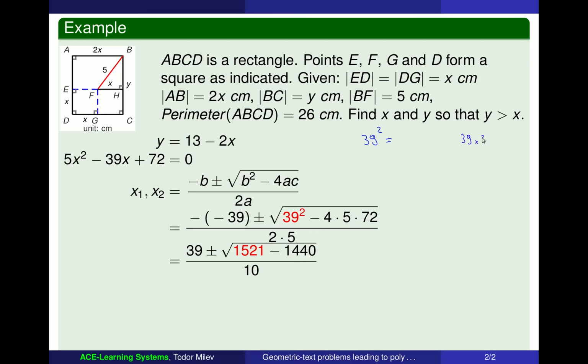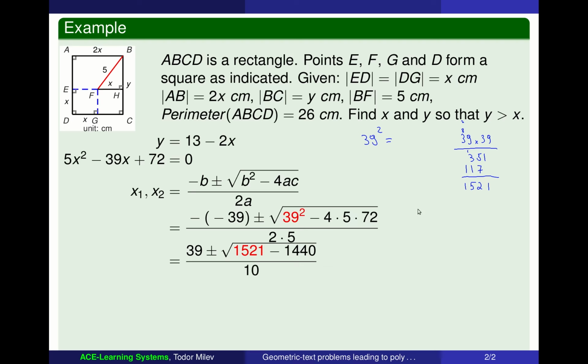39 times 39. So 9 times 9 is 81, 1 and 8 carry over. 9 times 3 is 27, plus 8, that's 35. 3 times 9 is 27, 7 and 2 carry over. 3 times 3 is 9, plus 2 is 11. 5 plus 7 is 2 and 1 carry over. 3 plus 1 plus 1 is 5 and 1 is copied down. So indeed, 39 squared is 1521.